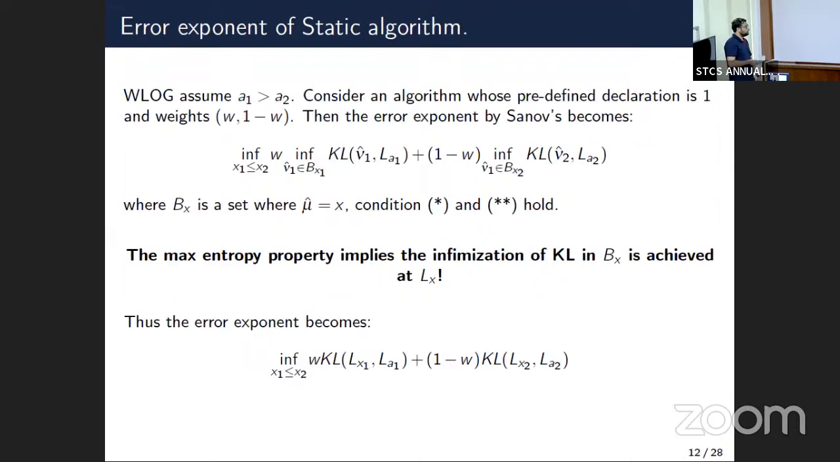So suppose we consider a bandit instance. The unknown bandit instance that we have is one where A1 is greater than A2, so the first arm is the best arm. Then suppose you consider a static algorithm whose predefined declaration was 1 and the weights were W and 1 minus W.